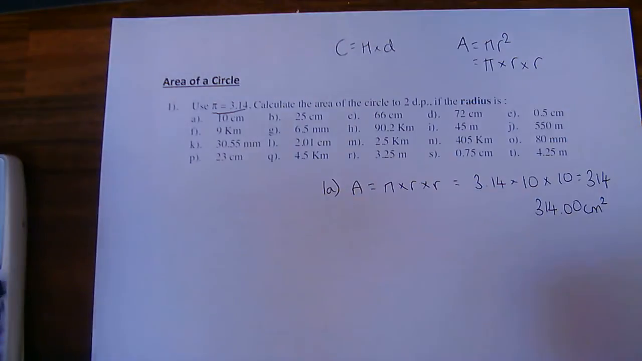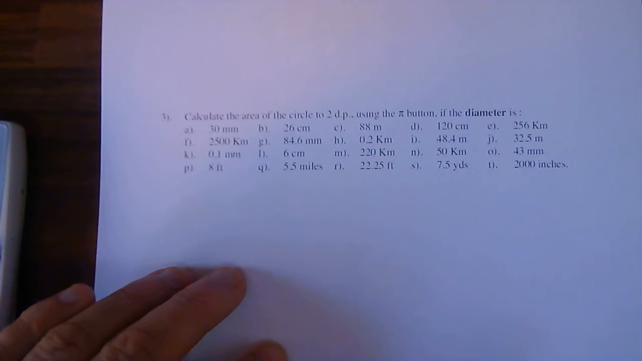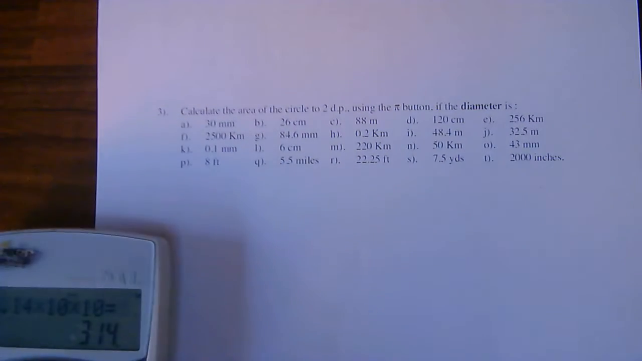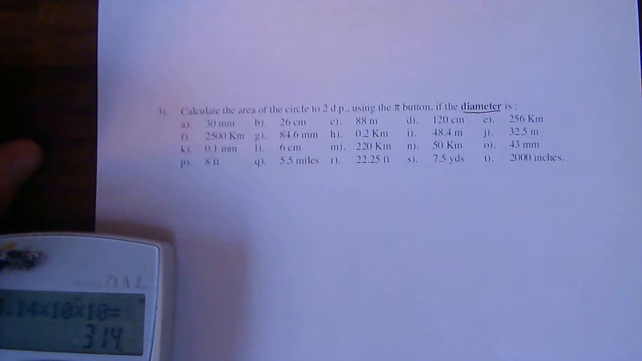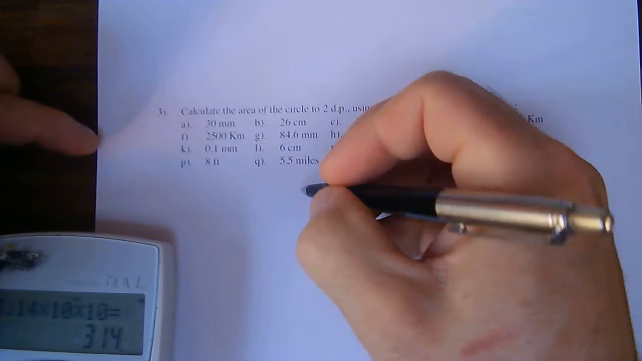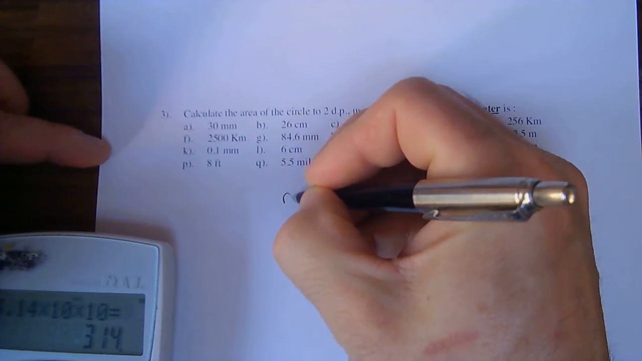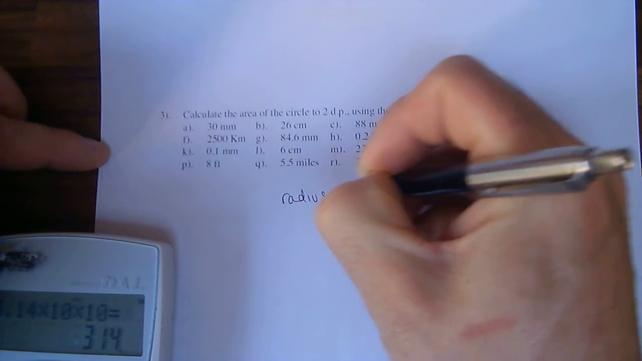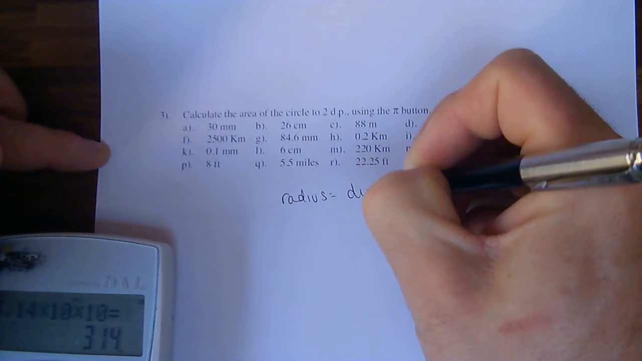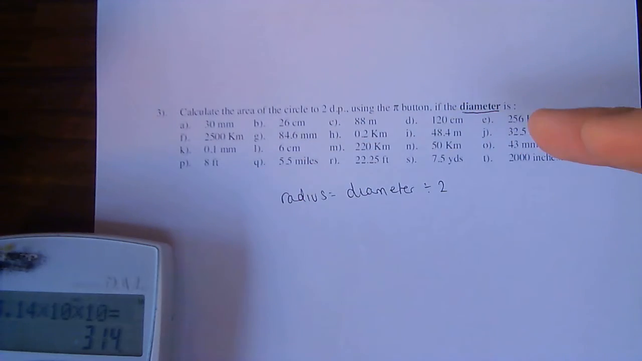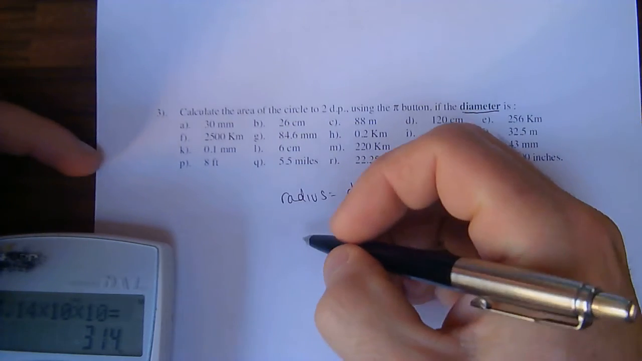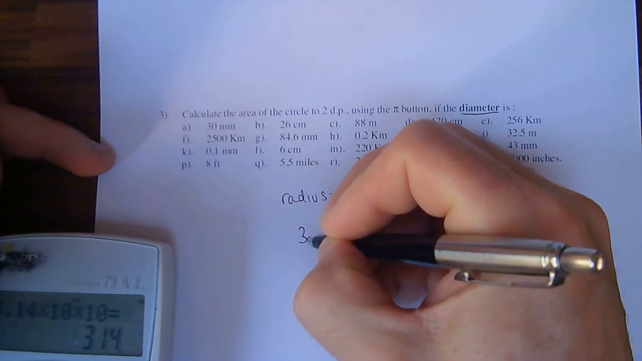Once you've done that, we'll go to the second part of the sheet, which is the slightly more complicated question, probably going up a grade for this second part. And this time it tells us the diameter, not the radius. So if it tells us the diameter, we've got to remember that the radius is the diameter divided by 2. Our diameter is all the way across the circle, and our radius is just half the circle. So again, we'll start with question A, so 3A.